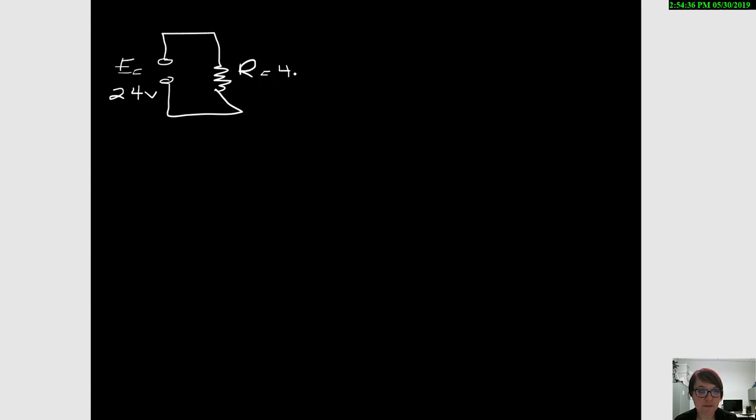Okay, so now I'm going to mathematically prove that current and voltage are directly proportional when resistance is constant, and that current and resistance are indirectly proportional. So let's start with an electrical circuit. Here are my two points of potential, my voltage, and a resistor. I'm going to go with a 24 volt supply and a resistance of 4 ohms.